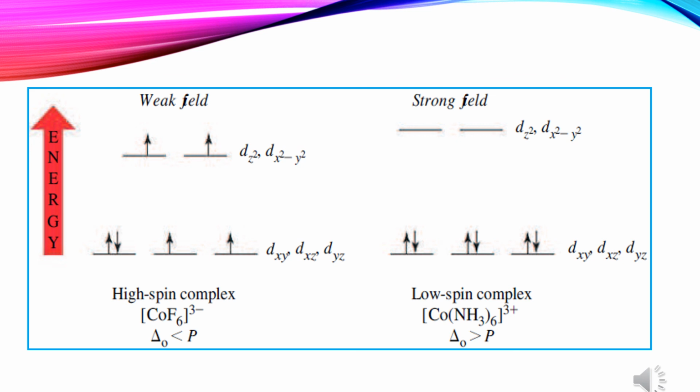As a result, we expect to find low spin complexes among the metal ions and ligands that lie towards the high field end of the spectrochemical series. High spin complexes are expected among metal ions and ligands that lie towards the low field end of this series.